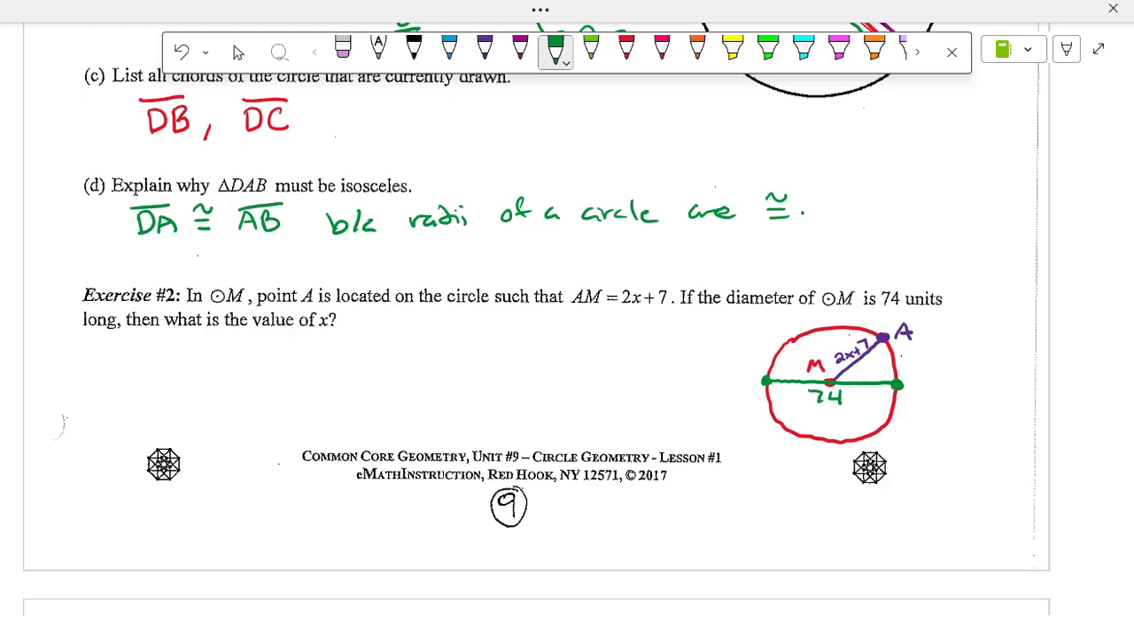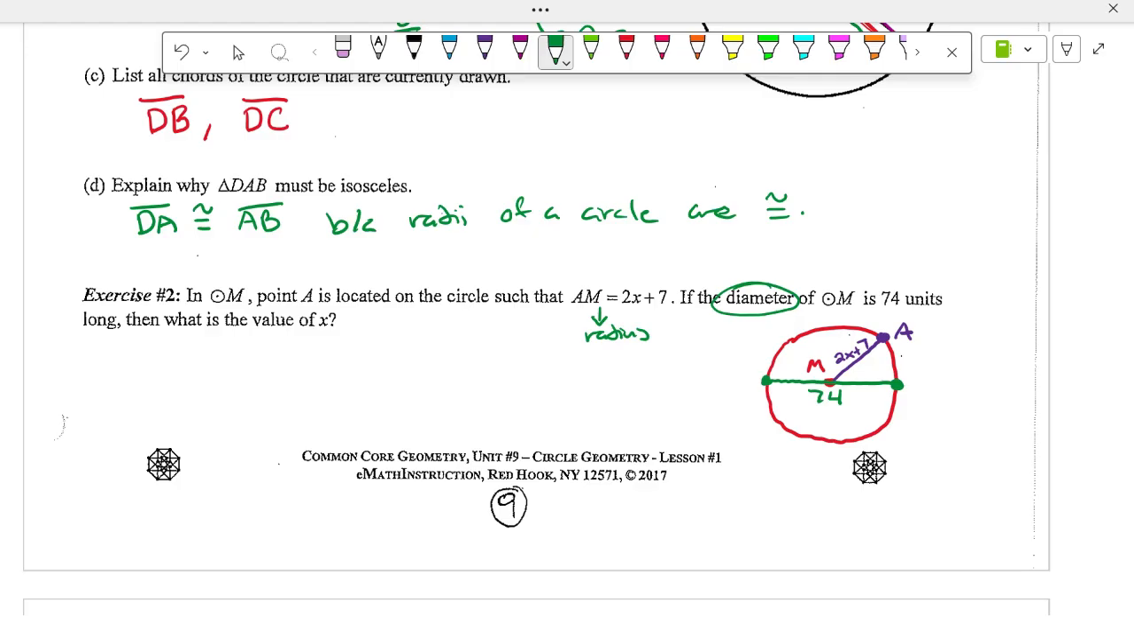So first off, what is AM? What type of segment is it? It's the radius. So let's think about this logically. How could I set up this equation to solve for x using the pieces of information that I know? 2x plus 7 is what? It's not equal to 74, because 74 represents the what? The diameter.